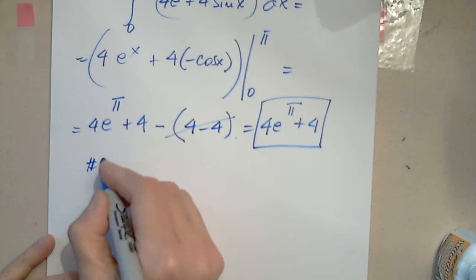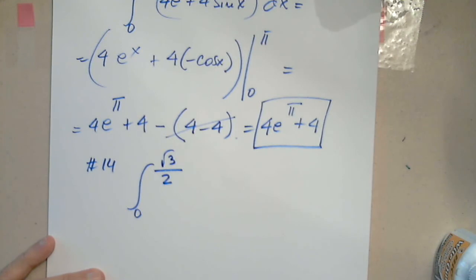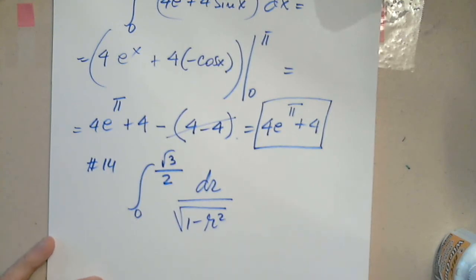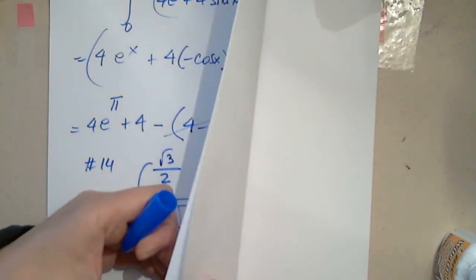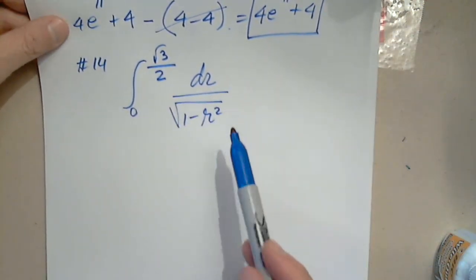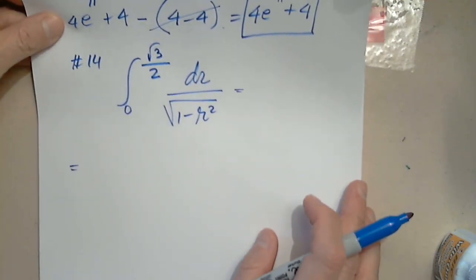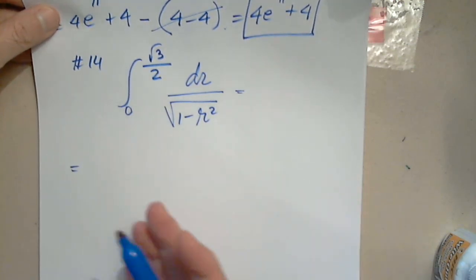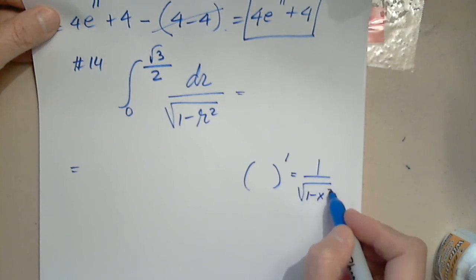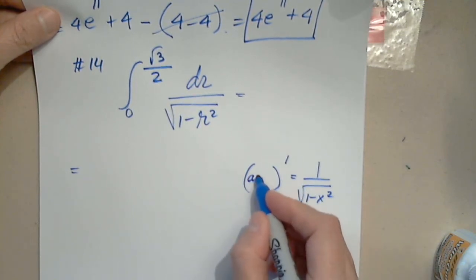Perfect, 14. So the integral from 0 to the square root of 3 over 2 of dr over the square root of 1 minus r squared. Again, I have to ask myself which function prime is 1 over the square root of 1 minus r squared. There is a function that we know. In case you remember, tell me. If not, I'll tell you what it is. There is a function that we differentiate to get 1 over the square root of 1 minus x squared.